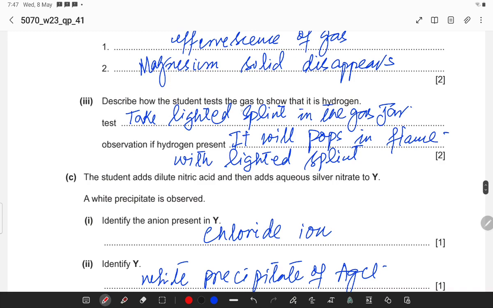Describe how the student tests the gas. Show that it is hydrogen. Take a lighted splint in the gas jar. It will pop with a flame with the lighted splint. So this is the test of hydrogen. You are very well aware of this test.